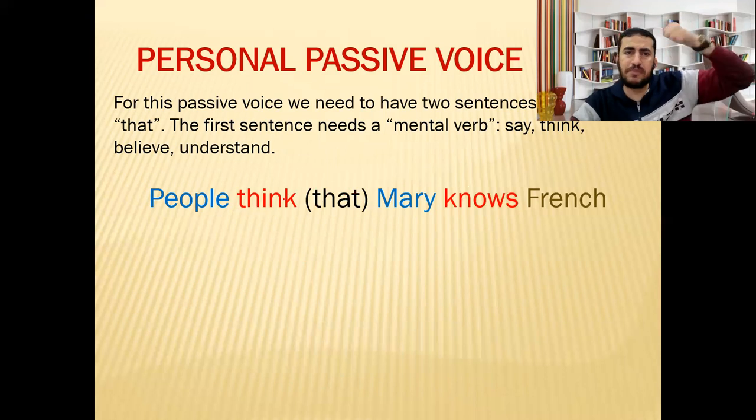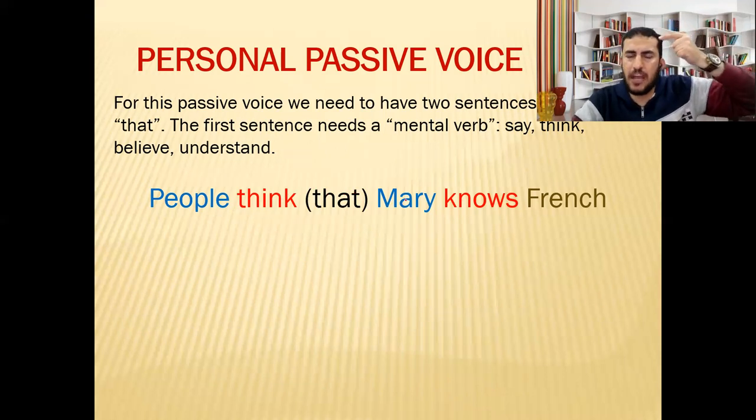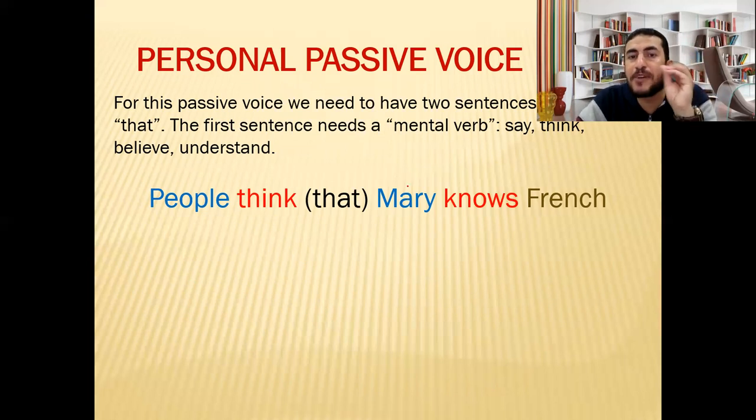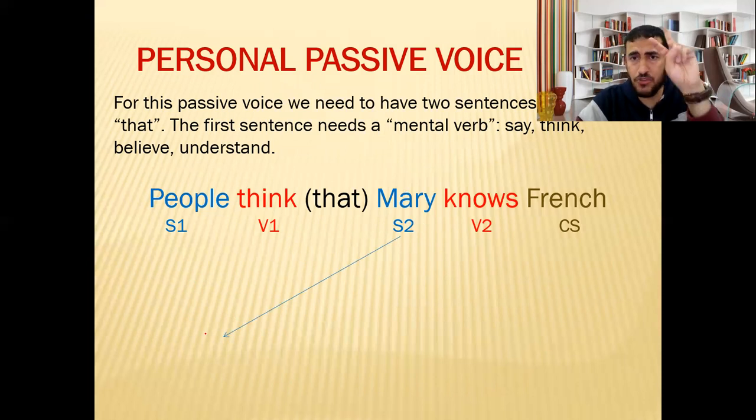But now we know the verb think. We are talking about Mary, and the sentence here has a verb in the present simple. How can we change it into personal passive? If you want to change it into personal passive, you begin with the person. Who is the person here? Mary. Mary is the subject. We begin with Mary.